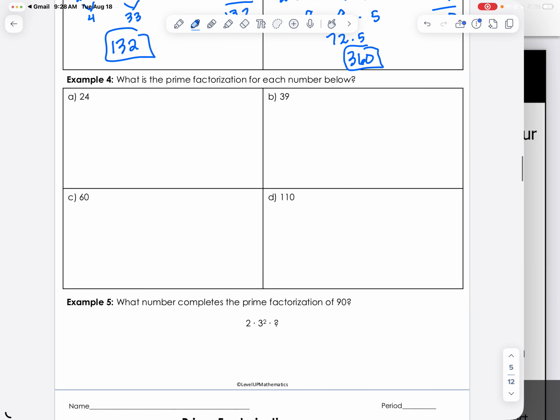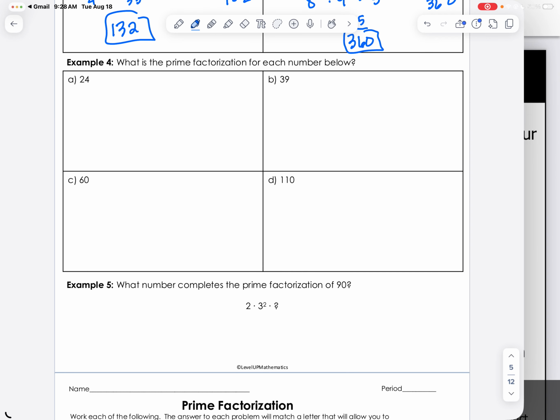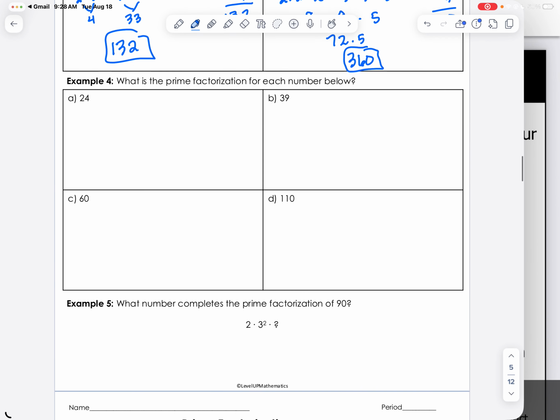All right. Now, in example 3, we started with the prime factorization. In example 4, we're going to start with a composite number, and we're going to break it down until it's rewritten as a product of prime numbers.